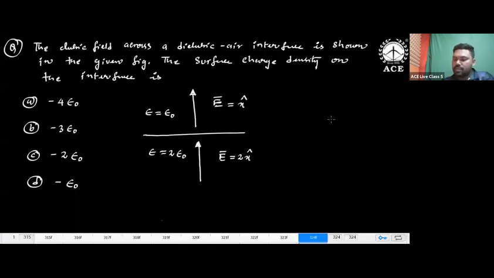Yes, beta. So he has not mentioned what is a positive normal here. Okay, doesn't matter. So I'll take something like this. I'll call this medium 1. This is medium 2. This one is E1, this one is E2, beta. Because he has not mentioned anything here. So how do you find out the surface charge? He's asking for the surface charge. What is the surface charge?